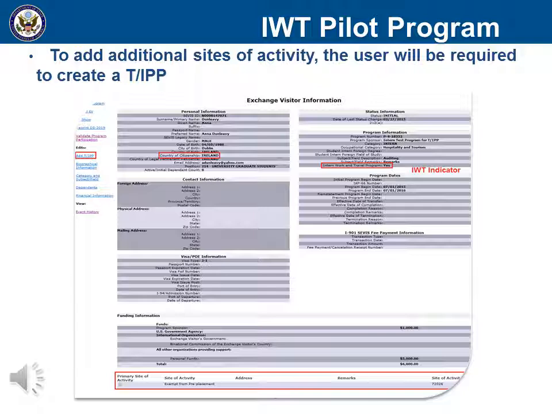This is the Exchange Visitor Information page for a participant in the IWT program. Under the Program Information section, there is an indicator that the exchange visitor is participating in the Intern Work and Travel program. The site of activity name is exempt from pre-placement. The Edits menu contains an Add TIP link. Clicking the Add TIP link opens the Exchange Visitor Participant Information page and begins the Create TIP process. The combination of all phase dates does not have to cover the entire length of the program.